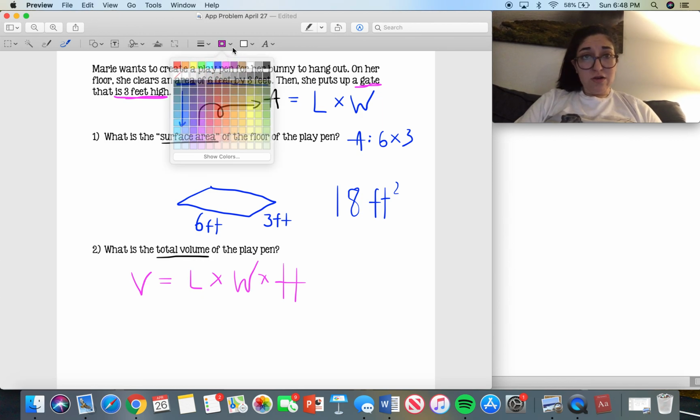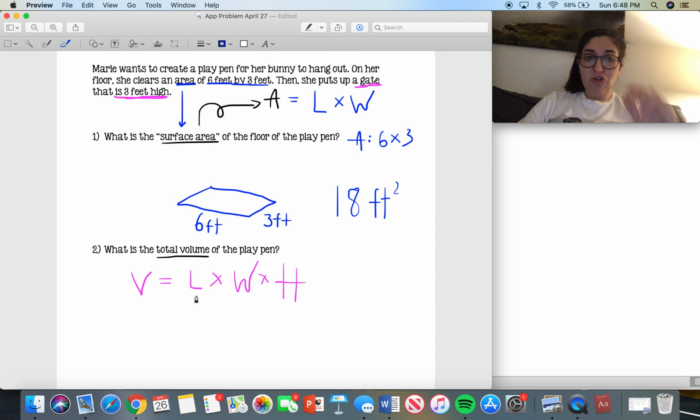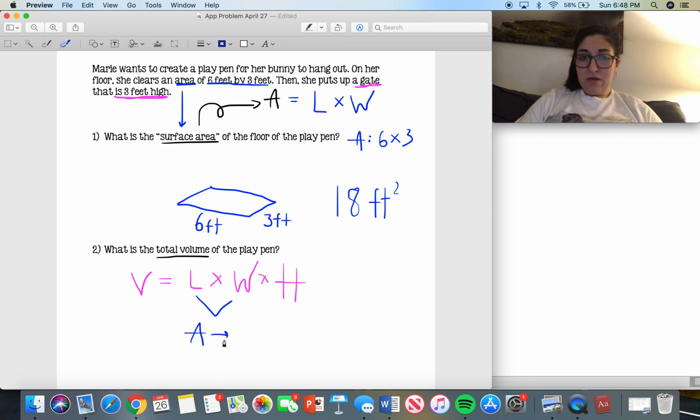I'm going to change the color. I'm going to go back to that blue that we had used to show area. We had solved this when we solved for area. Length times width is really just area, and the area was 18. So now all we need to do is 18 times the height. And what did it say the height was? It was a gate that was 3 feet high.